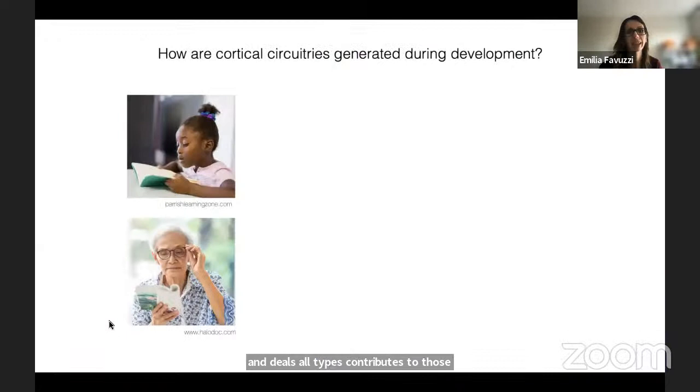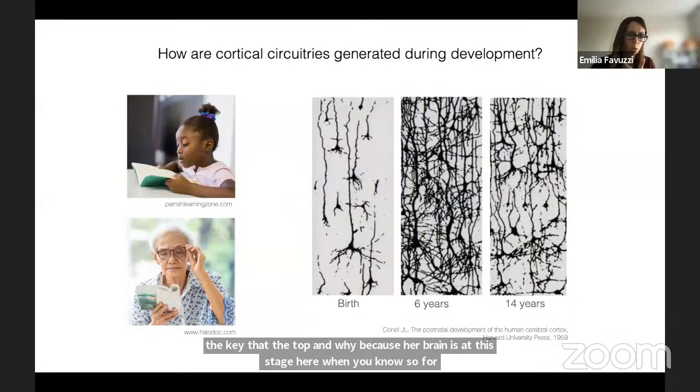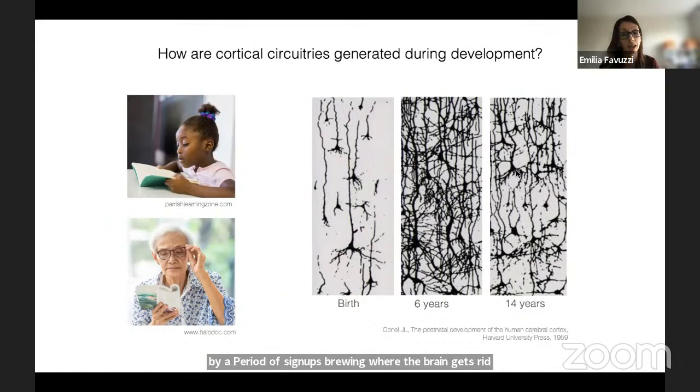Okay. So imagine you ask these two people to learn a new language, who learns it faster and better? Well, likely the kid at the top. And why? Because her brain is at this stage here, when neurons are forming synapses at a very high speed. And then this is followed by a period of synapse pruning, where the brain gets rid of all the extra connections. And as a result of that, the remaining wiring is more refined and more efficient.